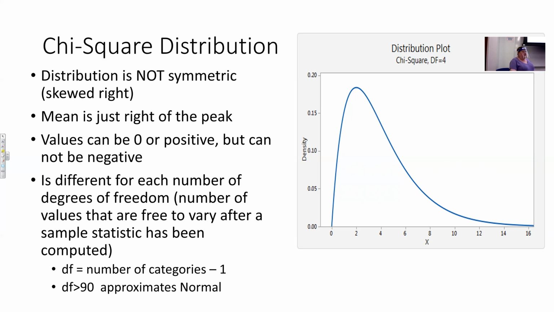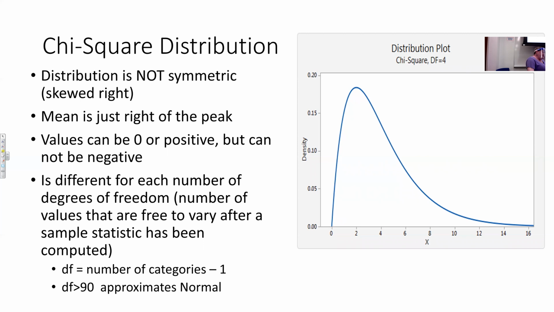We talked previously how the normal distribution, its shape is controlled or determined by the mean and the standard deviation. We talked about that the student's t distribution, its shape is determined by the degrees of freedom. The shape of the chi-square distribution is also determined by the degrees of freedom. It has a slightly different shape for each degree of freedom. Remember, degree of freedom is the number of values that are free to vary after your sample statistic has been computed.